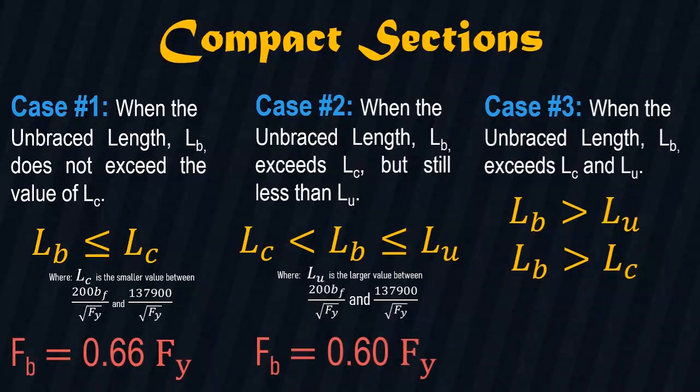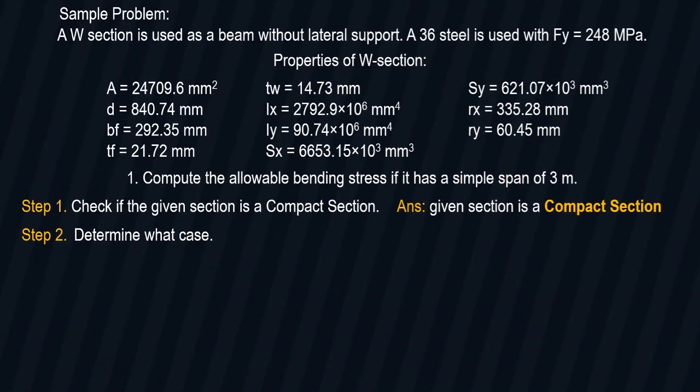Okay, so these are the 3 cases for compact section. Now let's go back to our problem. Step number 2, determine what case. To answer, we need first to determine the value of LB. Based on the problem, it is specifically stated that the beam has no lateral support. Therefore, the value of LB will be equal to the span of the beam, which is 3 meters. So the value of LB is 3000 mm. We just converted the value from meters to mm.